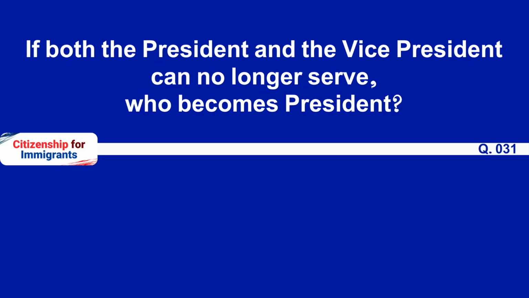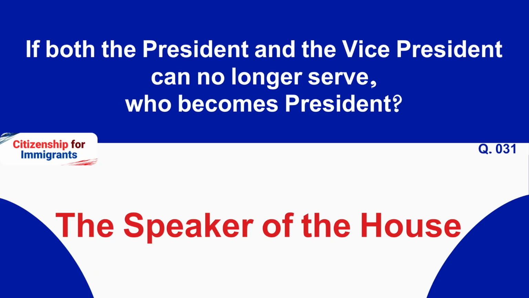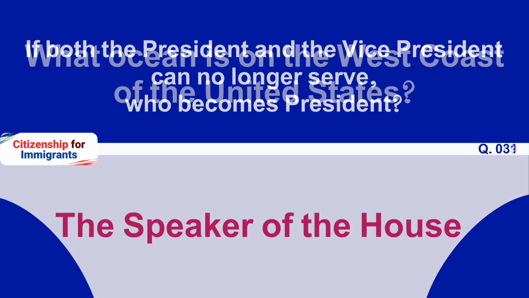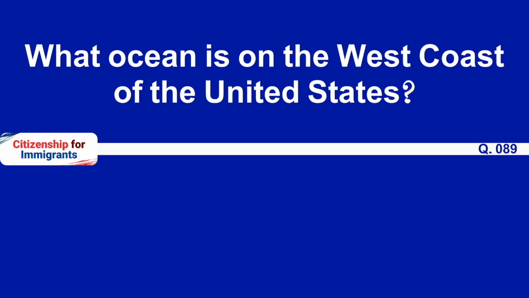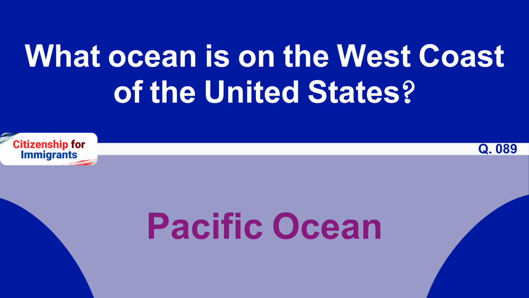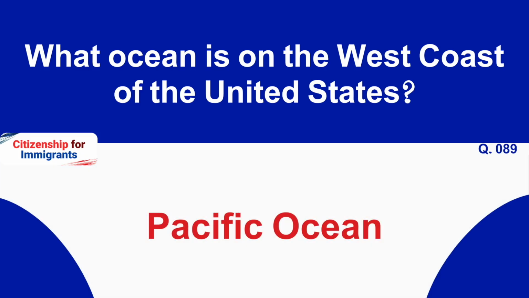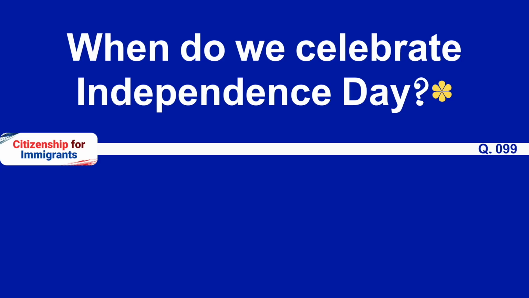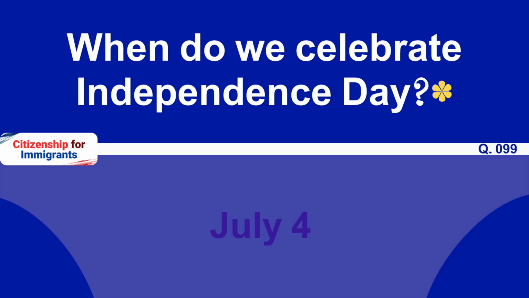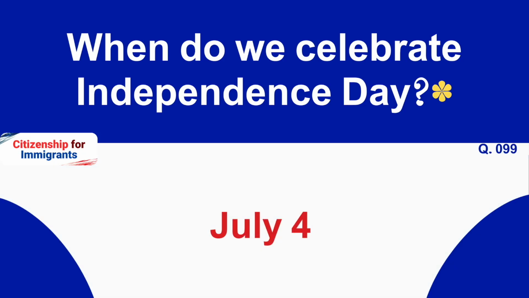If both the president and the vice president can no longer serve, who becomes president? The Speaker of the House. What ocean is on the west coast of the United States? Pacific Ocean. When do we celebrate Independence Day? July 4th.